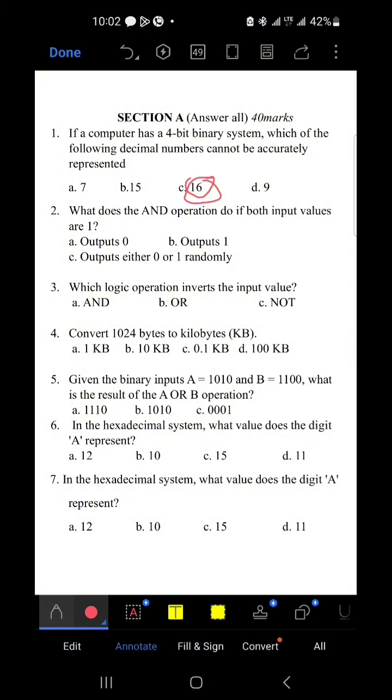Question 2. What does the AND operation do if both input values are 1? So the correct answer is B. The answer is 1. It said when both input values are 1. So let's do the calculation here and see whether what we are saying is correct.